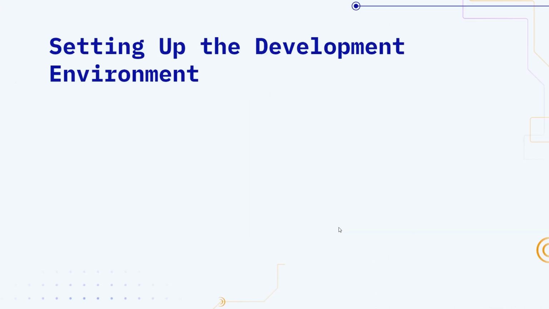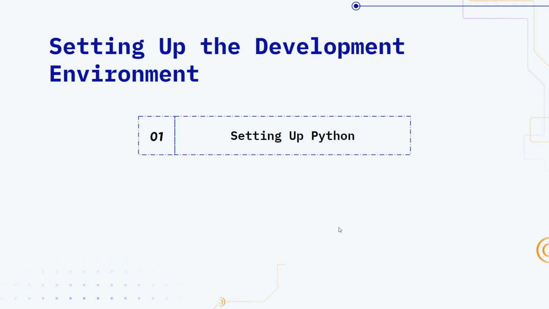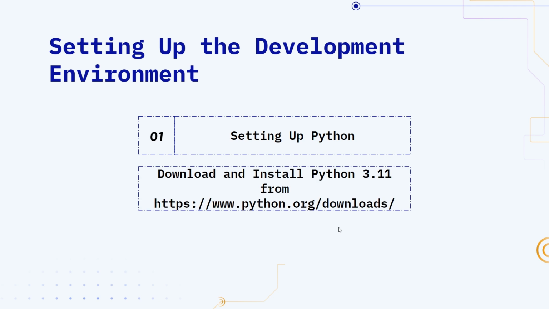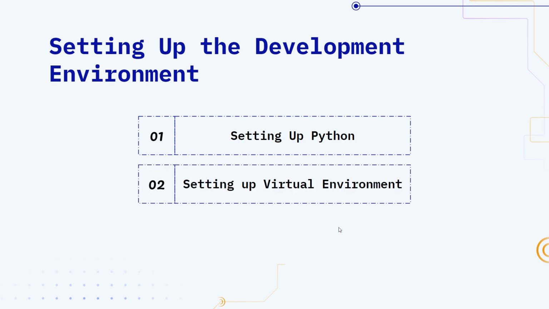Now setting up the development environment. So first we have to make sure that we set up Python. To set up Python we have to download and install it from python.org/download. So if you visit there you can select your respective operating system and then download Python, and I would recommend you to download 3.11 as much of the libraries still support 3.11 compared to 3.12. Then we are going to set up a virtual environment, and then we are going to install the required libraries.